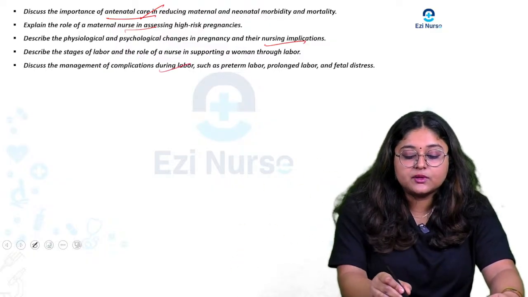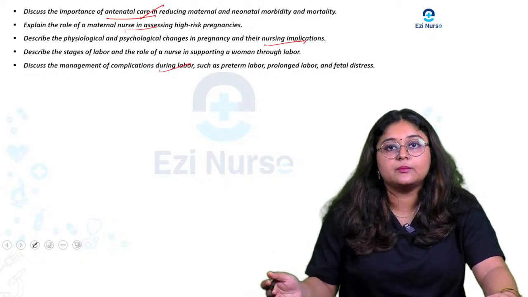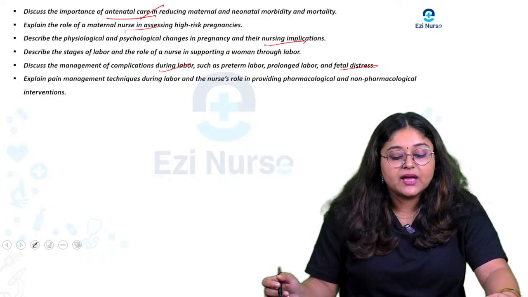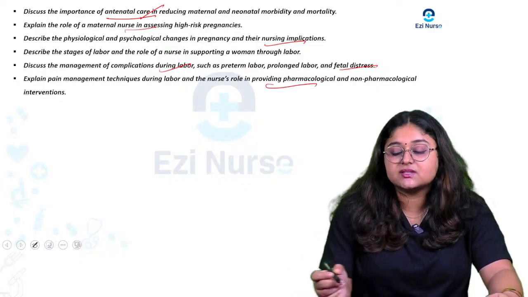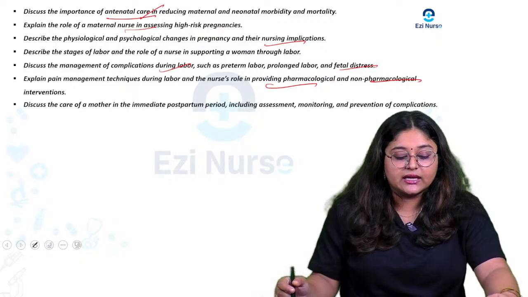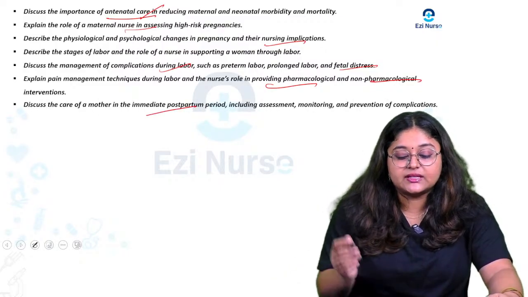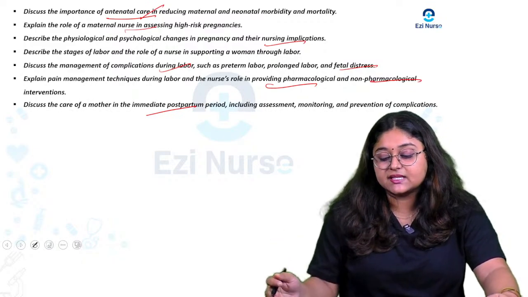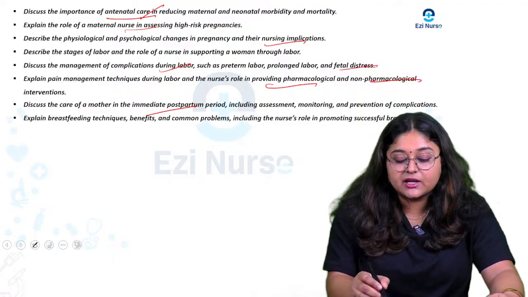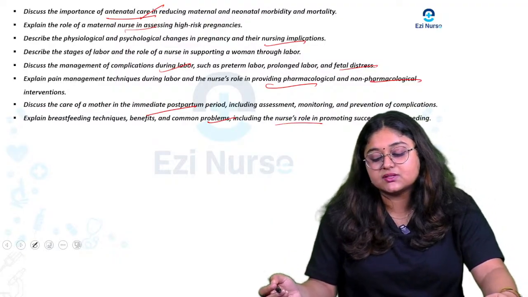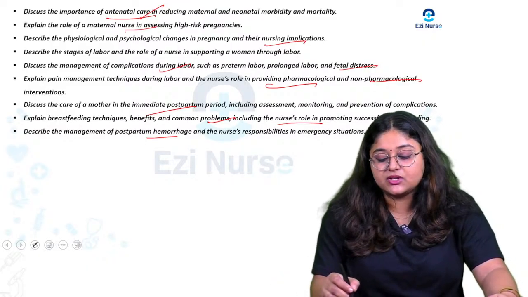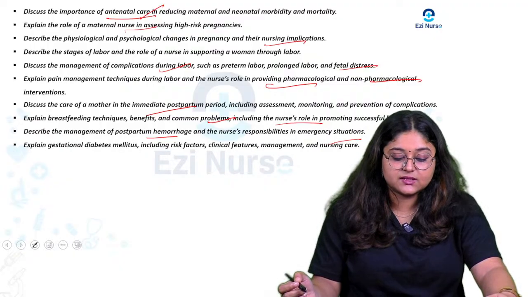Next, discuss the management of complications during labor such as preterm labor, prolonged labor, as well as fetal distress. Next, explain the pain management techniques during labor and the nurse's role in providing pharmacological and non-pharmacological interventions. Next, discuss the care of the mother in the immediate postpartum period, including assessment, monitoring, and prevention of complications. Explain breastfeeding techniques, benefits and common problems, including the nurse's role in promoting successful breastfeeding. Describe the management of postpartum hemorrhage and the nurse's responsibility in emergency situations.